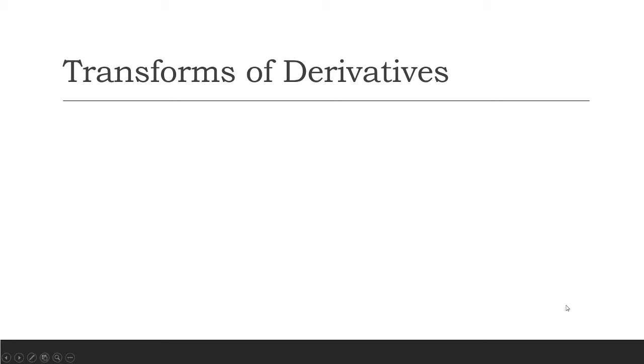Hello class. In this video, this is the last part of our discussion for Laplace Transform. And in this video, magsosolve na tayo ng mga differential equations using Laplace Transform. But before we can do that, kailangan ay familiar muna tayo sa ano ba yung transforms mismo ng mga derivatives natin. So first part is i-derive natin yung Laplace transform ng mga derivatives natin.